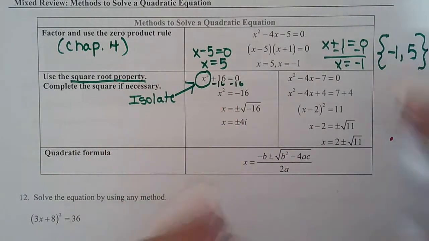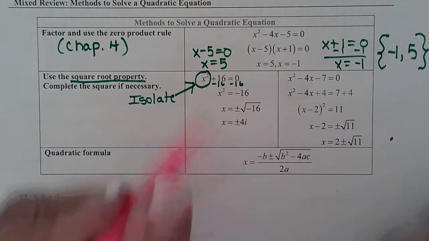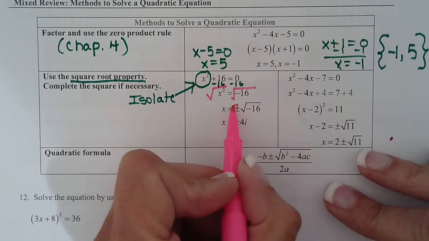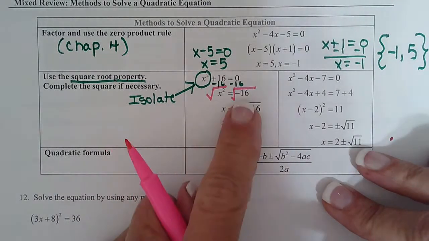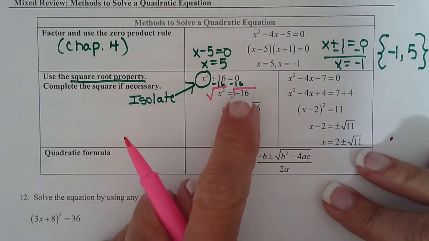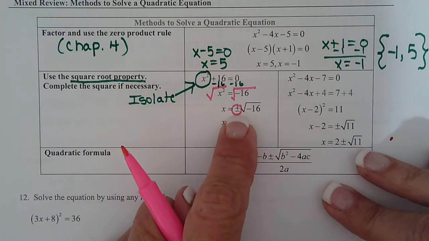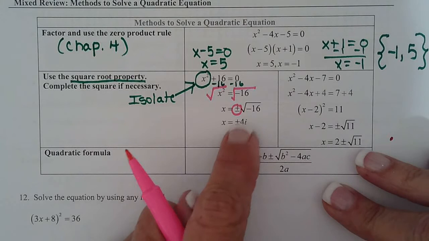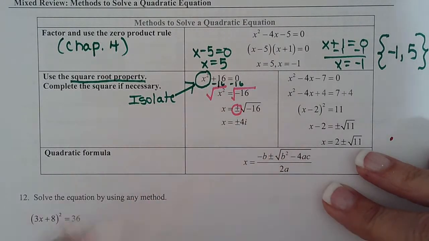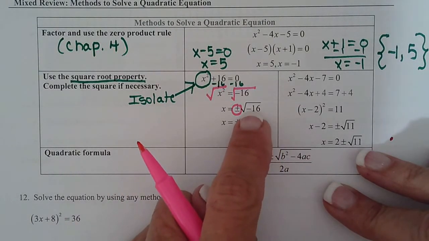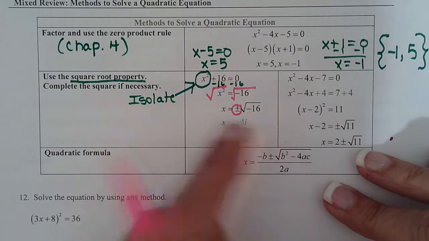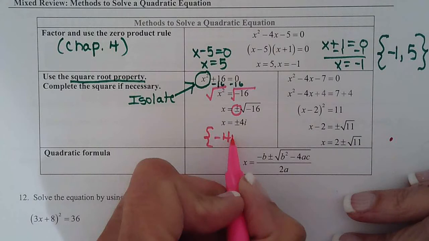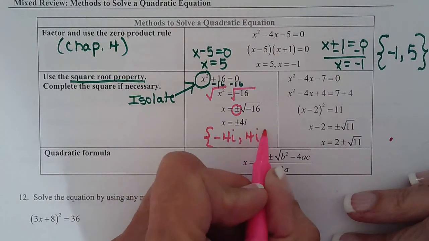And then once we get our squared value isolated, remember we square root both sides and we add a plus or minus. So anytime you square root both sides of an equation, you must add a plus or minus. So plus or minus the square root of -16 is plus or minus 4i. From the last chapter, we learned that any negative under a square root comes out as i. So those two solutions would be -4i and +4i.